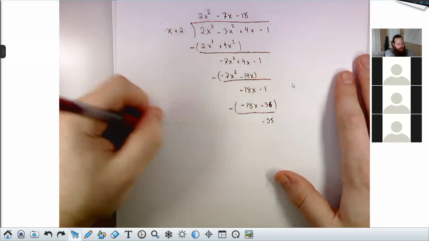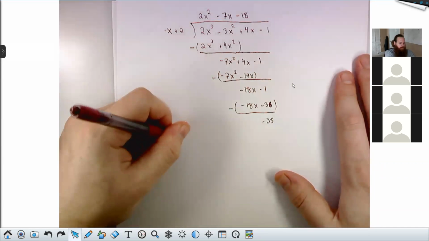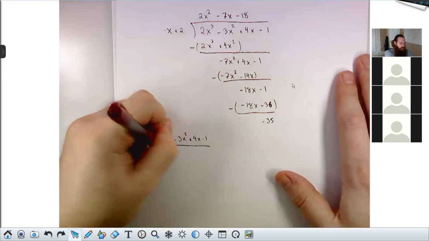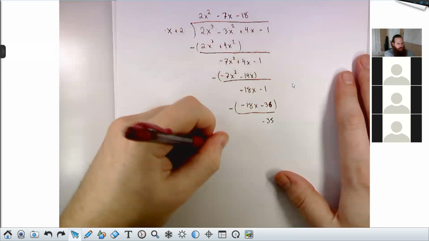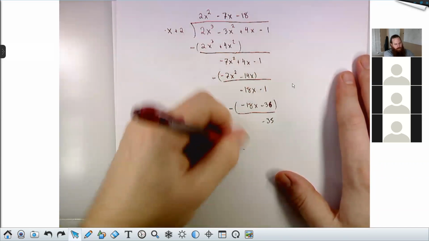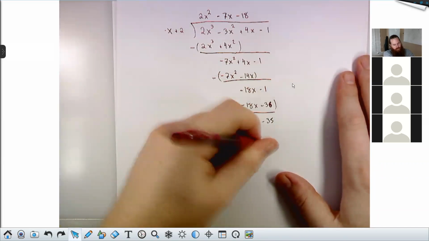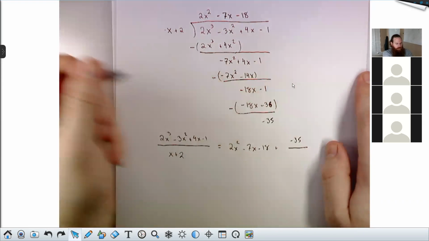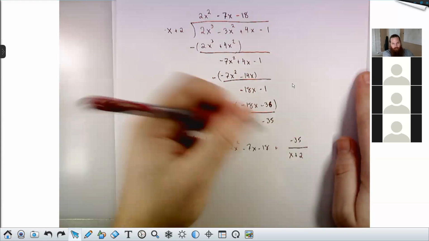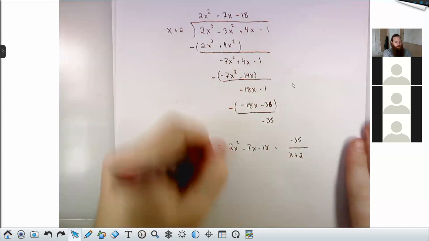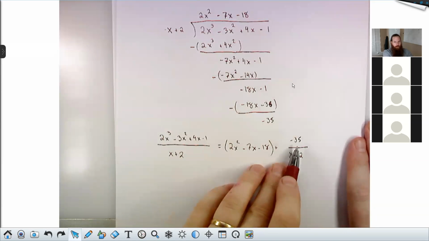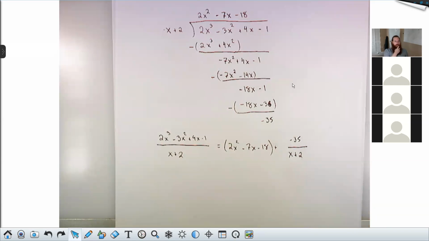So here I would learn that 2x cubed minus 3x squared plus 4x minus 1 all over x plus 2 is equal to 2x squared minus 7x minus 18 plus negative 35 over x plus 2. So here is your quotient, and it does have some negatives in it. Your remainder also happens to be negative here. Does that satisfy the question, Benson?